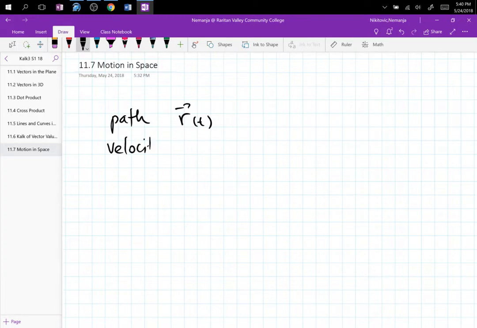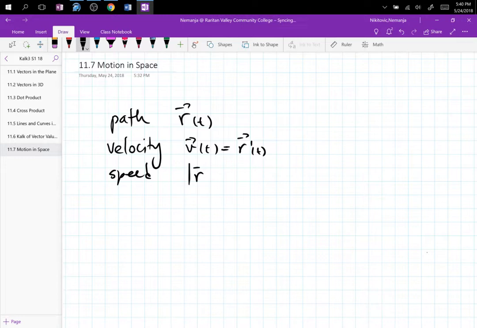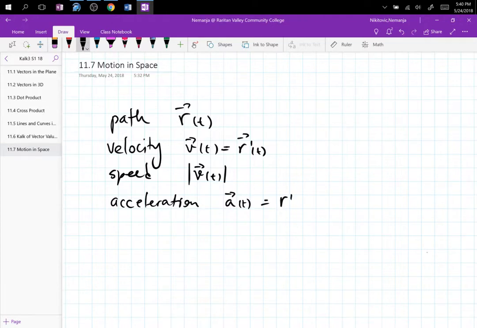Velocity is going to be v of t, which is the derivative of r. Speed is going to be the magnitude of, let's put just velocity. And acceleration is vector a, vector a of t, which is the second derivative of the position function or the first derivative of the velocity.